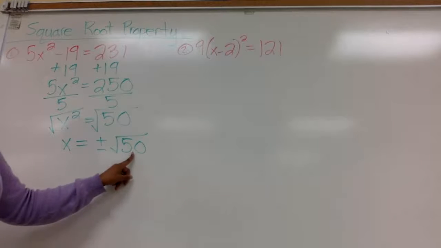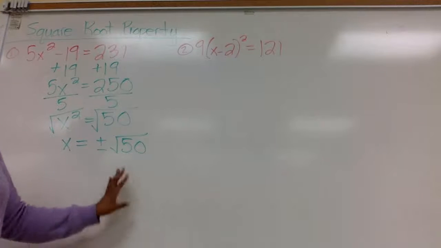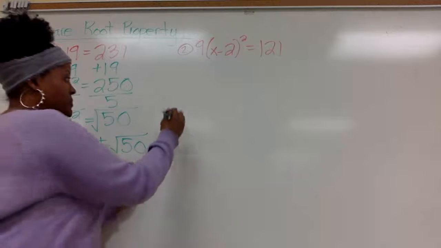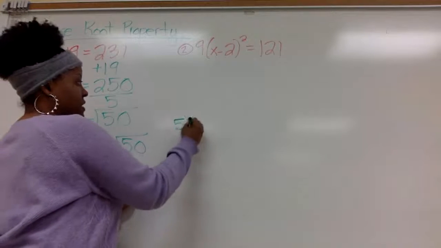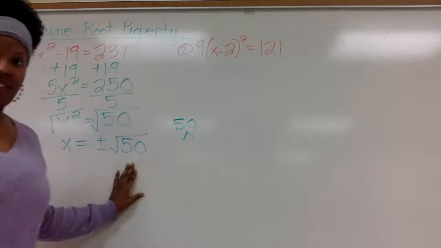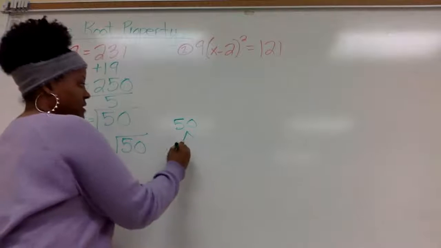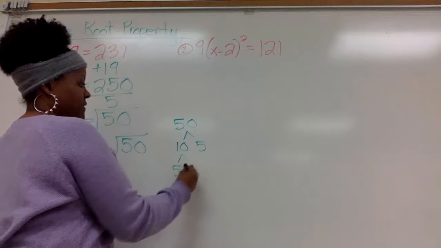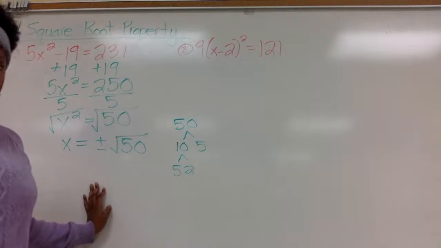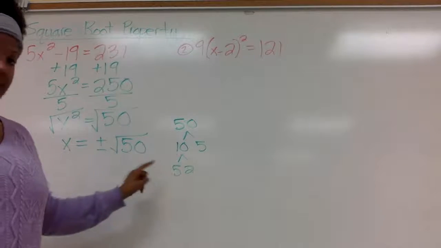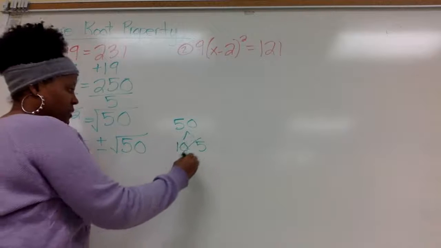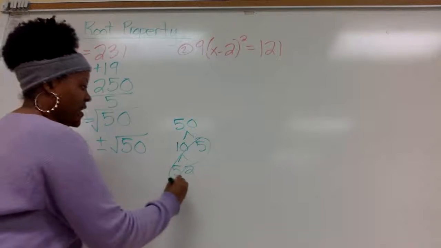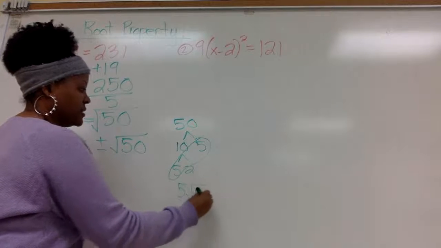Now, this is not truly simplified. I need to do a factor tree and break this all the way down so that it's truly simplified. I'm going to do that off to the side. So I've got 50 here. I'm going to do a good old-fashioned factor tree. 50 is 10 and 5. 10 is 5 and 2. So I broke it all the way down to prime numbers. You're looking for pairs of the same number. So this gives me 5 square root 2.